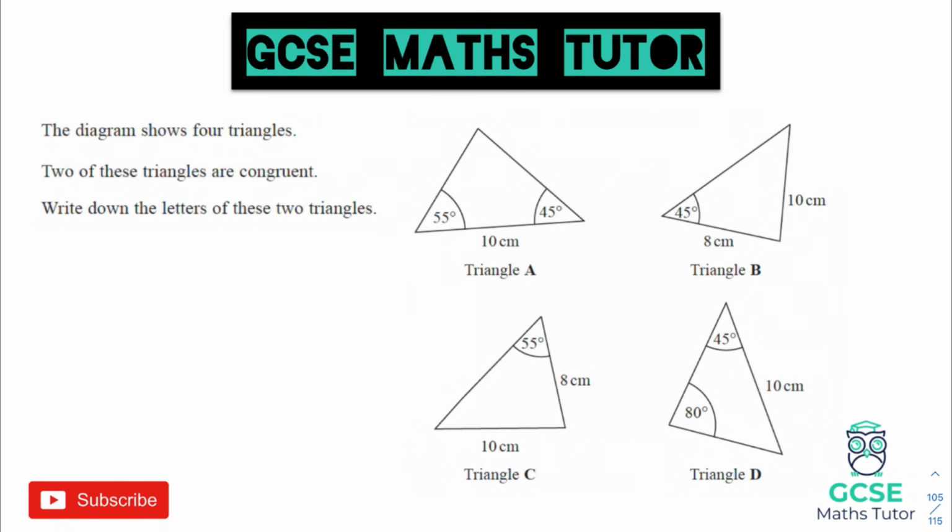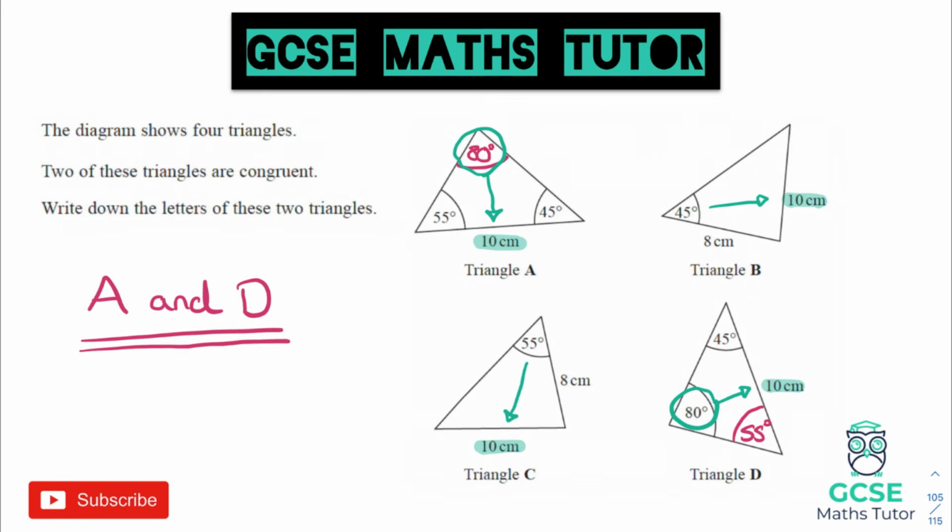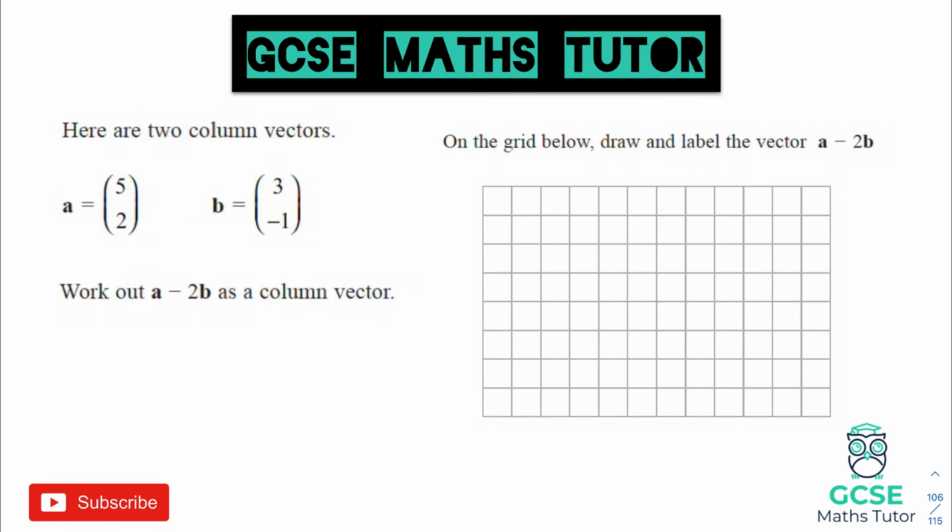Congruent triangles means exactly the same. So if you're looking for 2 that are congruent, fill in everything that you can with any missing angles, and then just see if you can find anything that matches them up. Here I've identified which angle was opposite the 10, and you can see that there was only 2 where the angle of 80 was opposite the 10. So congruence was A and D.